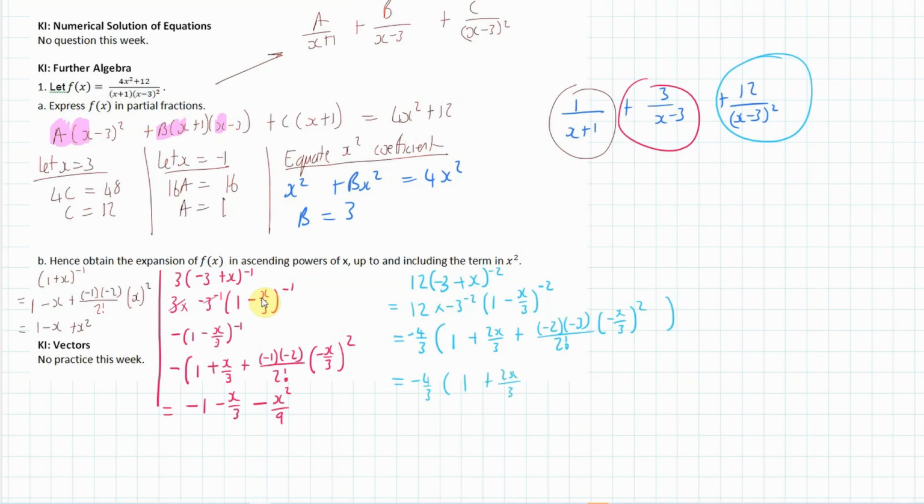So this will be minus 4 thirds bracket 1 plus 2x over 3. Now what is that? What will we get there? 3 over 9. So 1/3 x squared. X squared over 3. I think that's right.